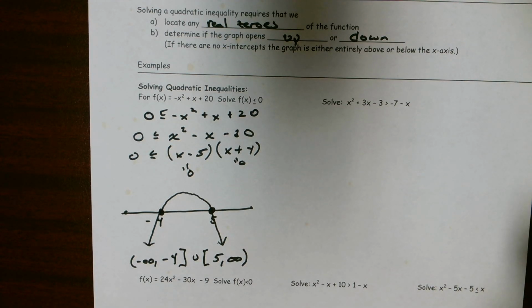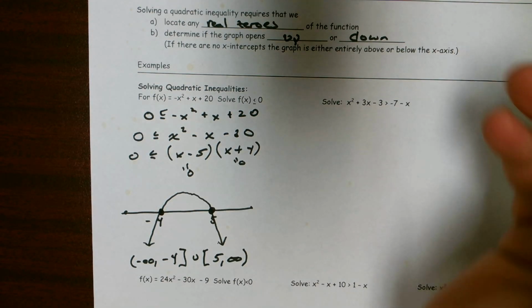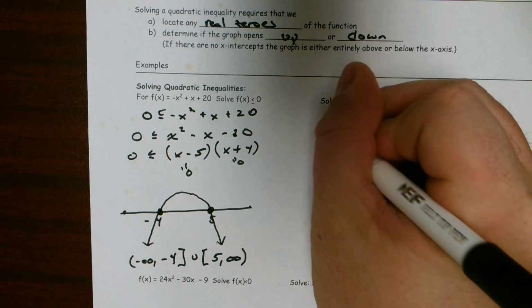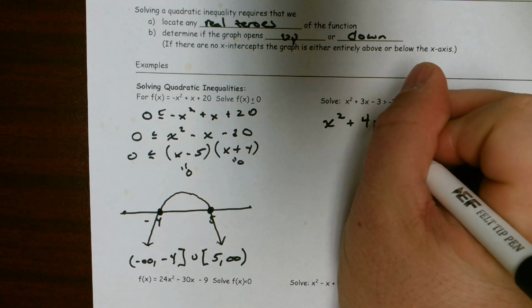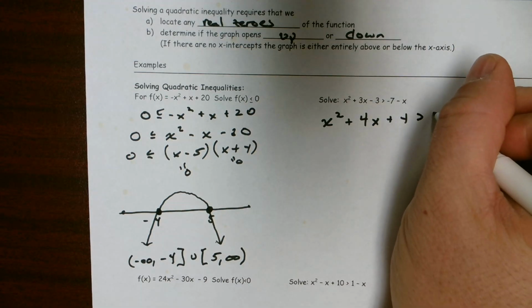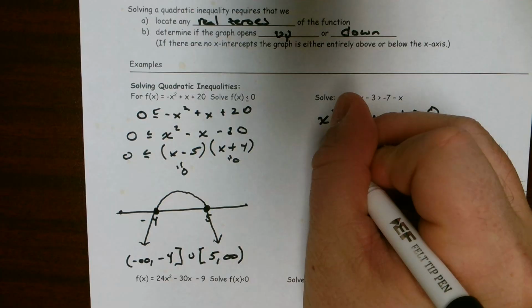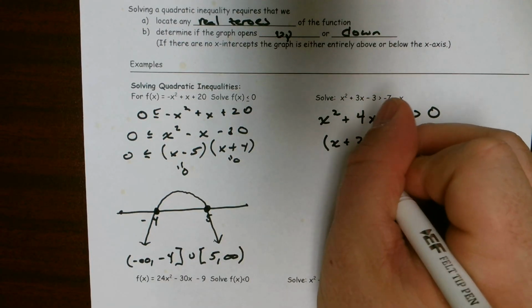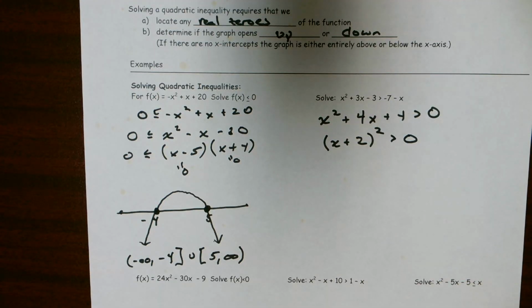Okay, let's dive into another one here. This one's got variables flying all over the place. Basic algebra 1 stuff, move everything over to one side. So we're going to say x squared, I'm going to add my x over, so that'll become 4x, and I'm going to add 7 over. That's going to become plus 4 is greater than 0. If we factor this perfect square trinomial really quick, it is x plus 2 quantity squared is greater than 0.